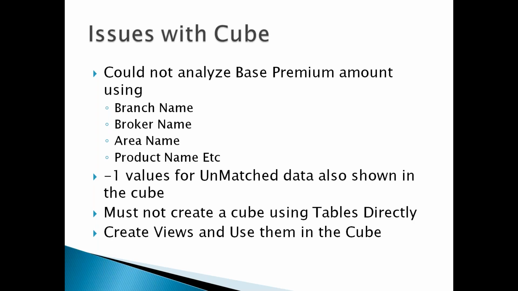So as part of the ETL process, we may create a lot of other columns like created date, updated date, and a lot of other columns will be available. And for unmatched data, we are putting -1 values, and all this data is not needed for the end users. Clear? And we must not create a cube using tables directly. Create views and use them in the cubes.